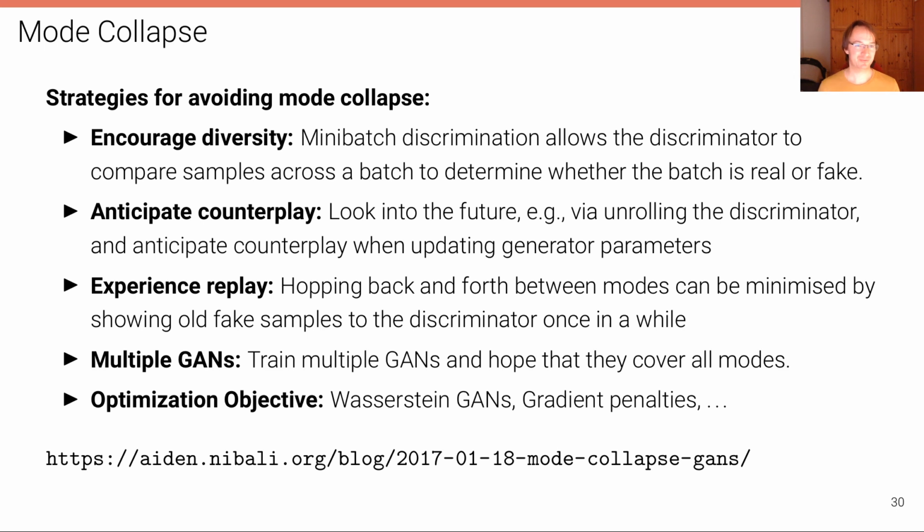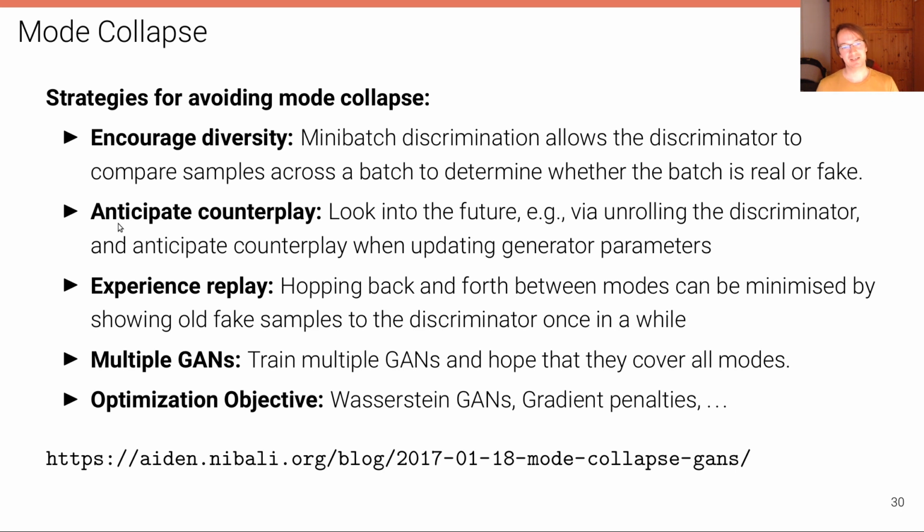There are multiple strategies for avoiding mode collapse, and in practice often multiple of these strategies are used in combination. This is just a small overview of strategies, and I also put a link to a blog that specifies further strategies. So one strategy is to directly encourage diversity. For instance, instead of having the discriminator just look at a single sample, we could have it look at a mini batch, because this allows the discriminator to compare samples across a batch to determine whether the batch is real or fake, whether the mode collapse has happened or not.